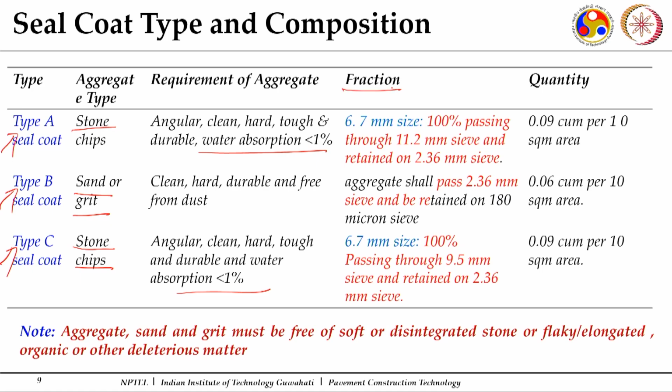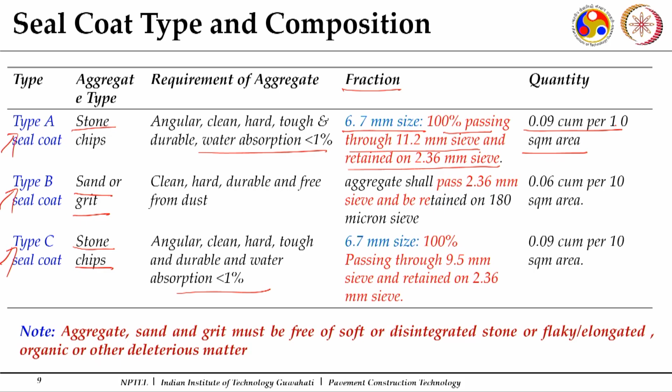Once the binder is applied and you are putting those chips over it, the size is referred to as 6.7 mm size. It is 100% passing through 11.2 mm and retained on 2.36 mm. So everything is coarse aggregate retained over 2.36 mm. And it says you need to use a quantity of stone chips of 0.09 cubic meter per 10 square meter of area. So this is the requirement of your seal coat in terms of the stone chips.